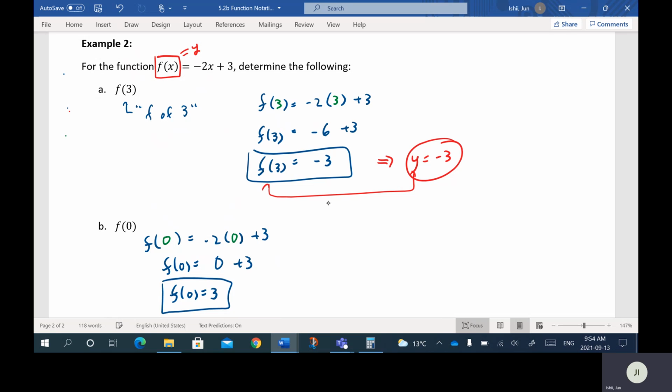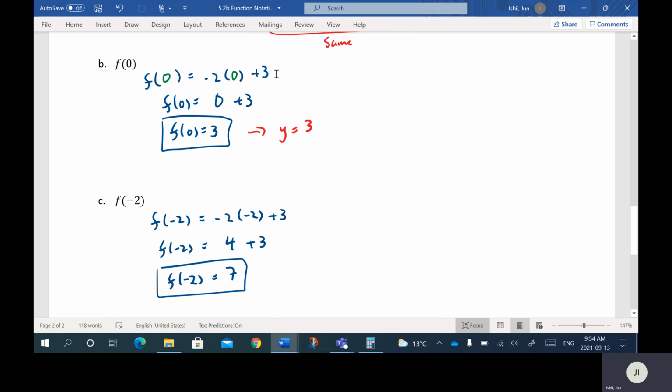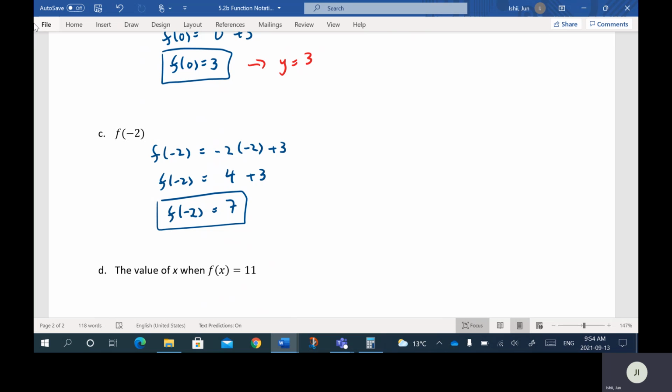So f of anything is the same as the y variable, because traditionally the y variable is your output variable and x is your input variable. Now, from time to time, they'll change the variables just to be creative or whatever, but traditionally the input variable is always x and the output variable is always y. So again, this one here is the same as saying y is equal to 3. So just in your head right now, lock that in. Just remember that f of x is the same as y. And that goes here, y equals 7.